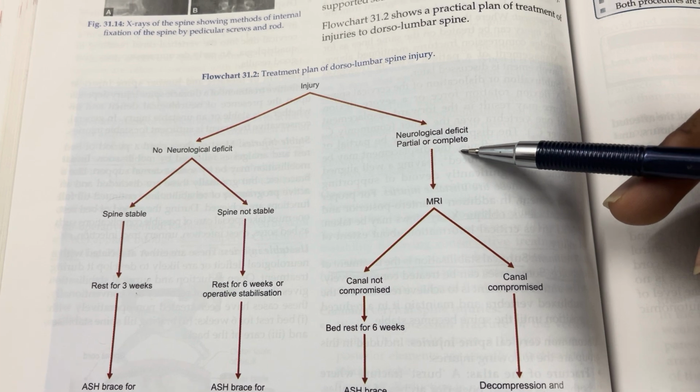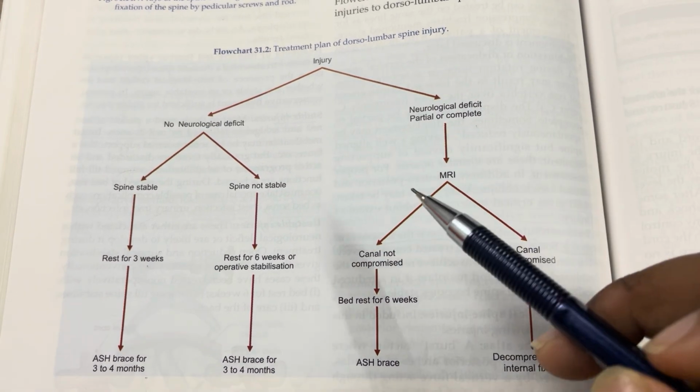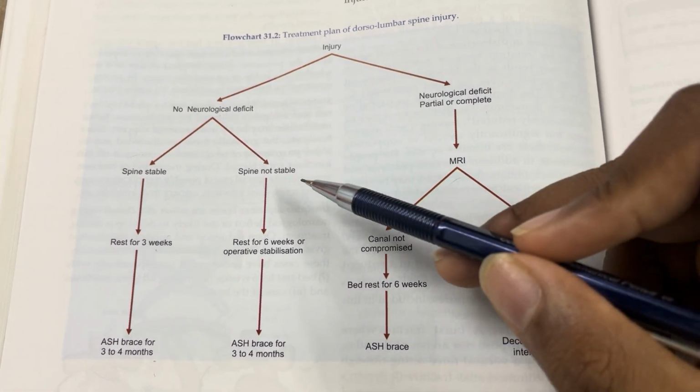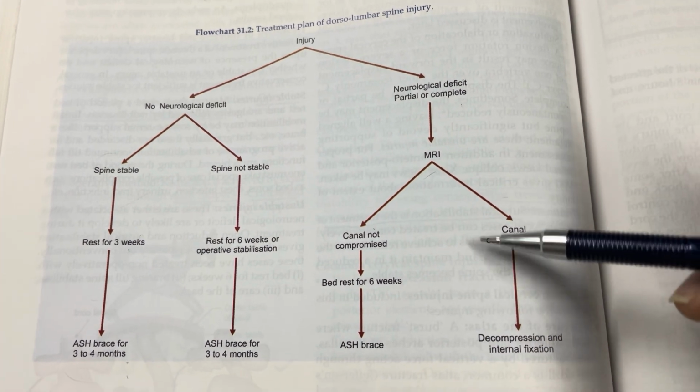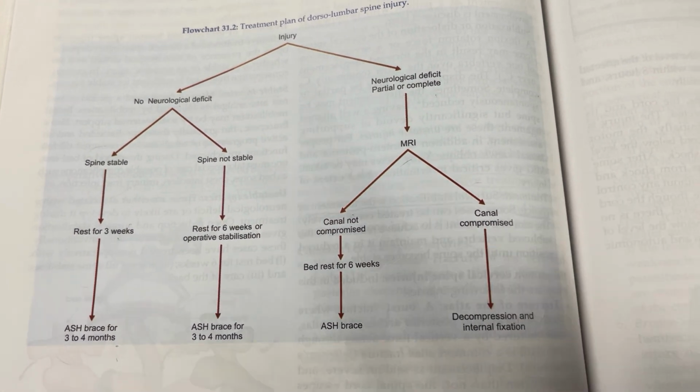If there is a neurological deficit, then do an MRI. If the canal is not compromised, again bed rest for 6 weeks and ASH brace. If the canal is compromised, do decompression and go for internal fixation.